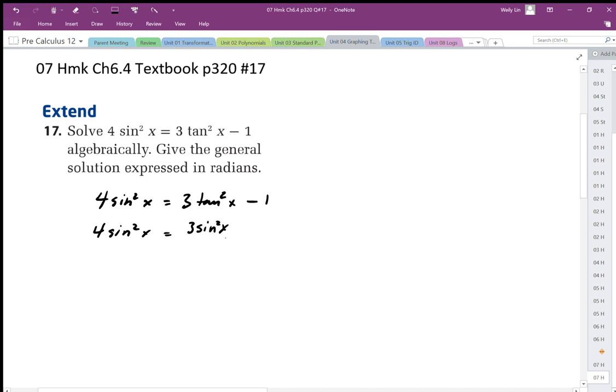3 sine squared x over cos squared x. So sine squared over cos squared is the same as tan squared. And then we have minus 1.